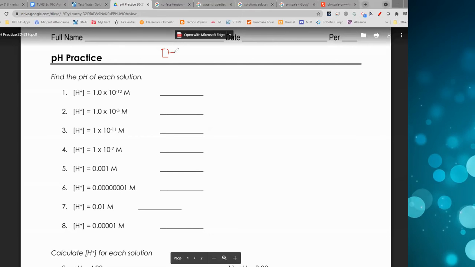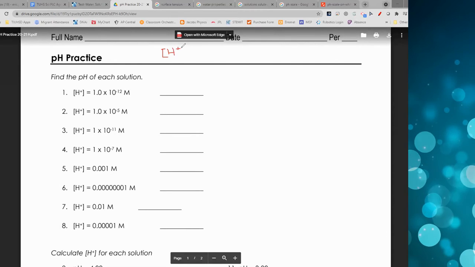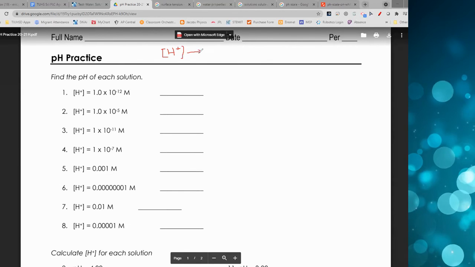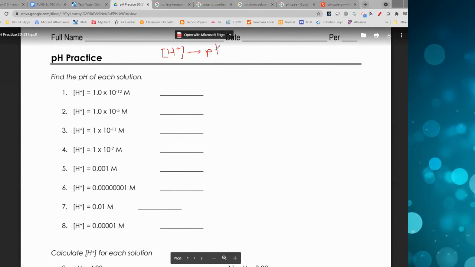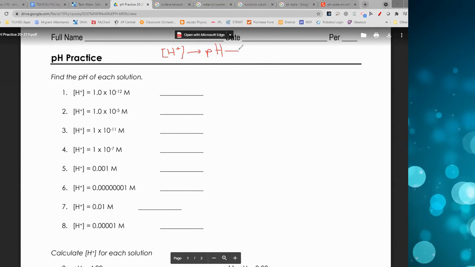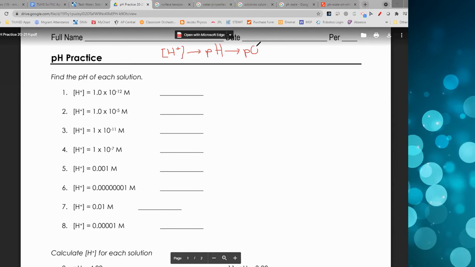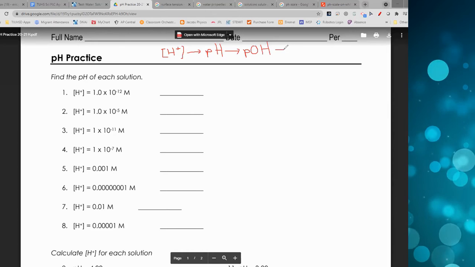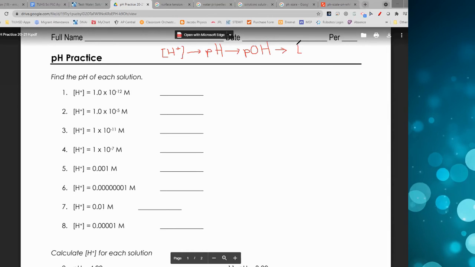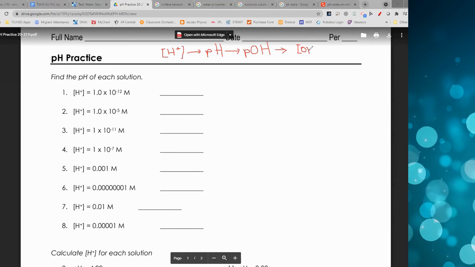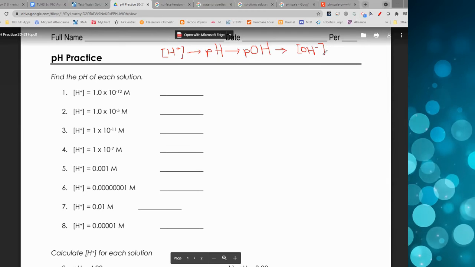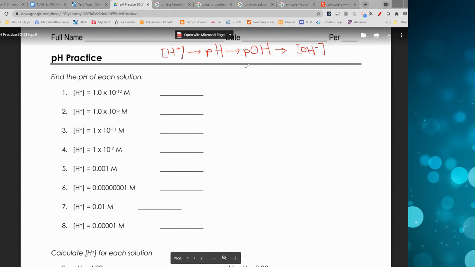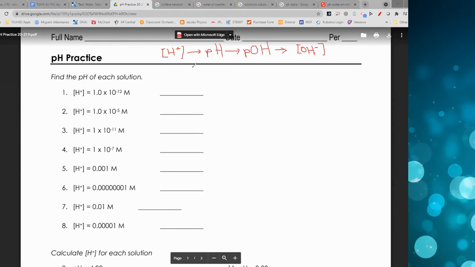All right, so given any one of these, if we know the H plus concentration, we can calculate the pH. If we know the pH, we can calculate the pOH. And then if we know the pOH, we can calculate the concentration of OH minus. So basically, if we know any one of these four, we can calculate the other three. We just have to remember which equation to use.